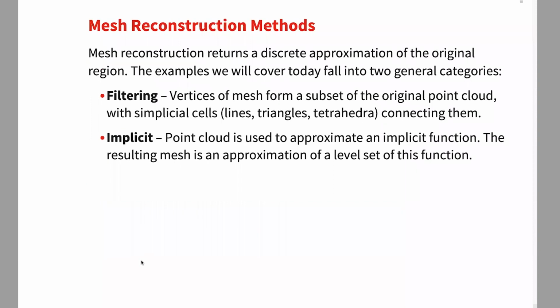Now we'll go into the mesh reconstruction methods. Here we're trying to fit an actual mesh, like a mesh region, to our point set. There are 2 main strategies for this. The first one's called filtering, and the other one's implicit. Filtering is more like those connected dot examples I showed earlier, where we keep the same input points, but we try to connect them with lines, triangles, or tetrahedra. The implicit methods, however, try to reconstruct the actual implicit function for the region, and then they do some sort of level set in order to get the actual mesh from this.